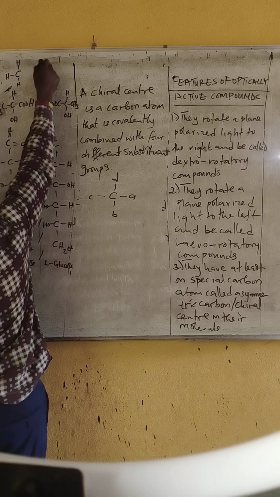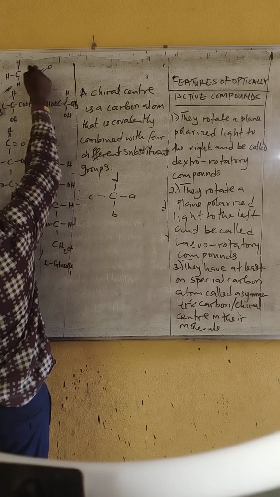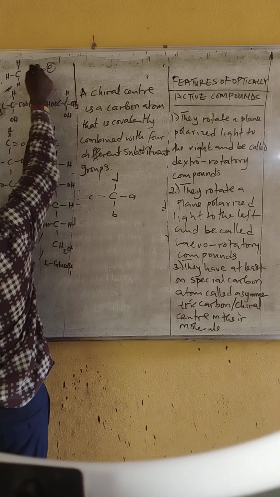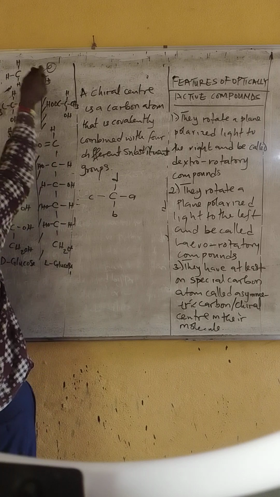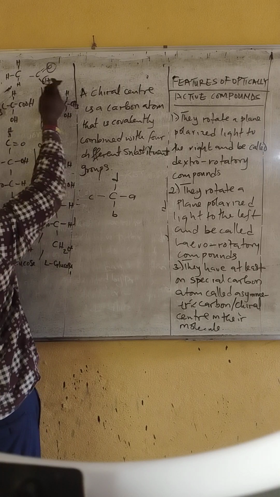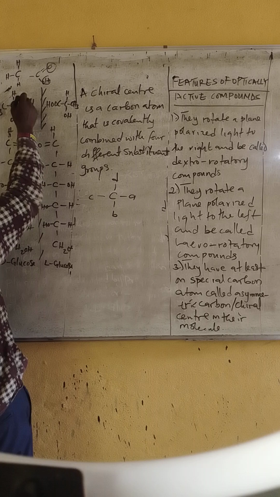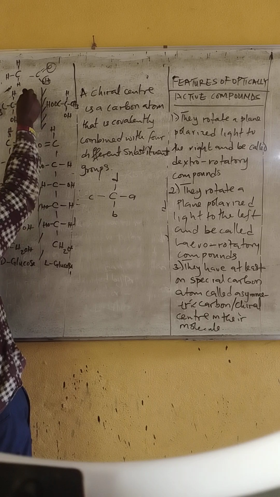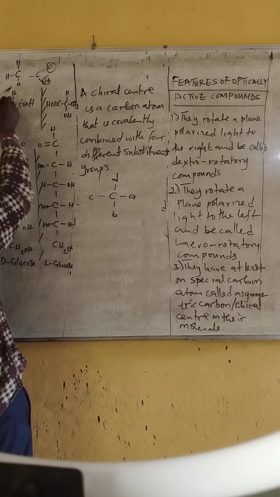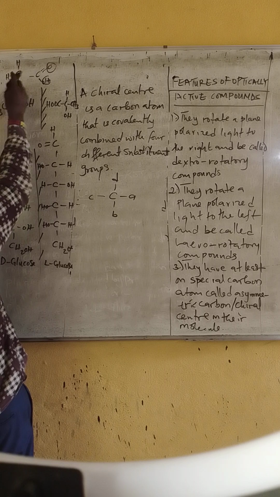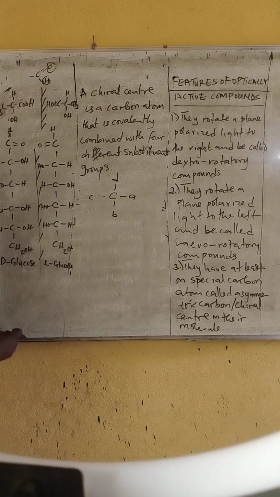This one, another way of writing this one is this, OH. It's only joined to 3 groups, 1, 2, the remaining thing here. But it must be 4 groups for it to be chiral. But this one is joined to COOH, which is different from OH, different from CH3, different from hydrogen. That is chiral center. Then look at this one.